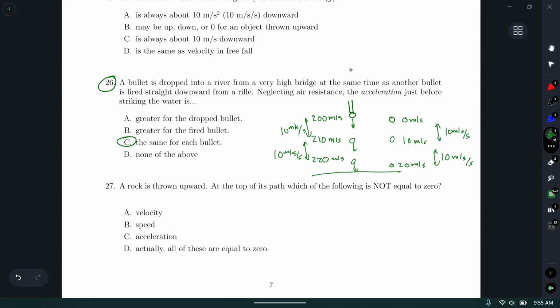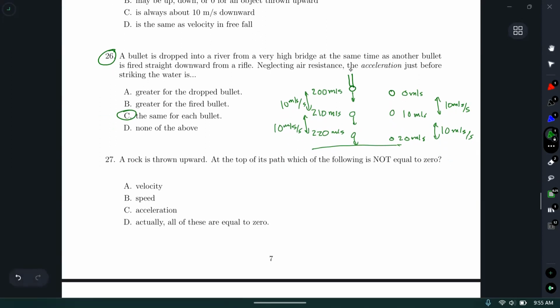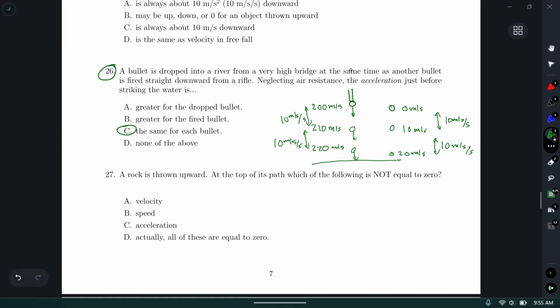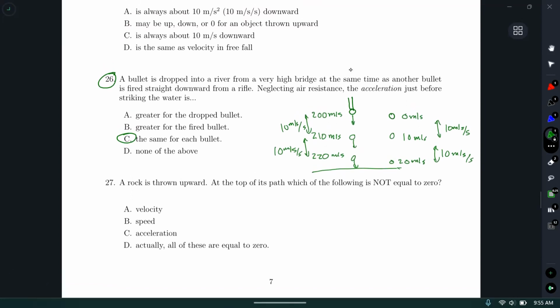It's also true if you throw something down at the water. It will still have free fall acceleration once it leaves your hand, but it will hit the water faster. So what would be an example of when that wouldn't be true? Because gravity's always acting upon it. I don't know. Do you know what I'm saying? Like an opposite example?